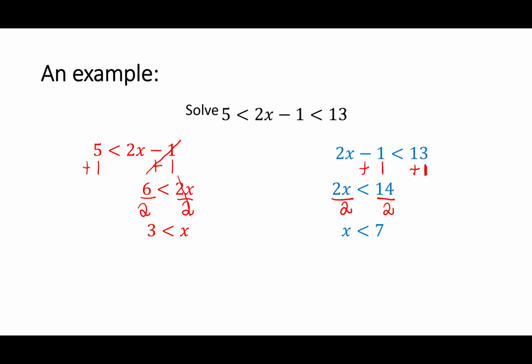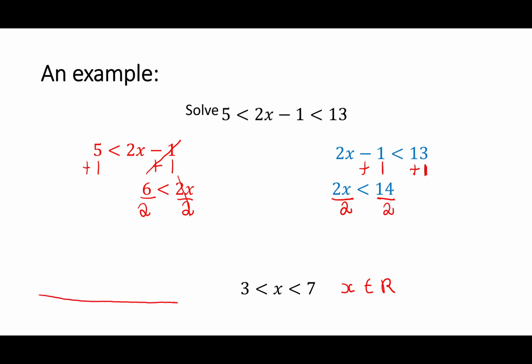To solve our inequality, we now bring together our two solutions. This leaves us with x is a value that is greater than 3 and less than 7, where x is an element of a real number.